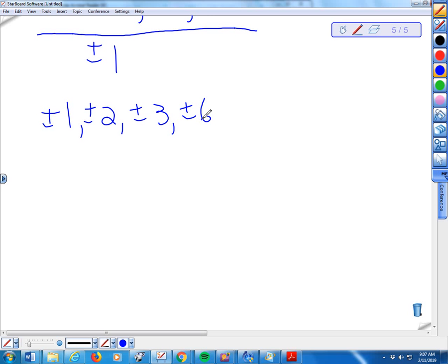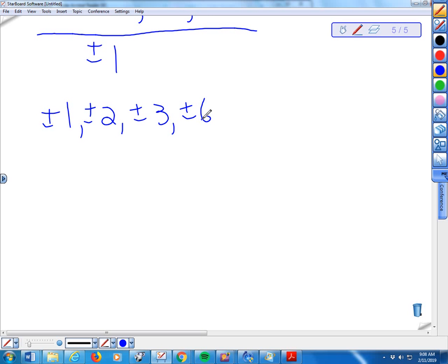Because positive 1, negative 1, positive 2, negative 2, positive 3, negative 3, positive 6, negative 6. That's 8 numbers that are possible zeros. Okay, so now instead of the book telling me, check this number and see if it's a 0, I've just made the list myself. These are the numbers I'm going to use to see if they're zeros. With me so far? Okay.